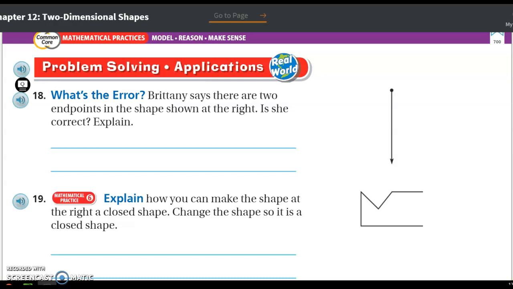What's the error? Brittany says there are 2 endpoints in the same shape shown at the right. Is she correct? Explain. So look over here. Brittany thinks that there are 2 endpoints in this shape. Write a sentence or two describing whether you think that she is correct or not. Press pause and work on that.